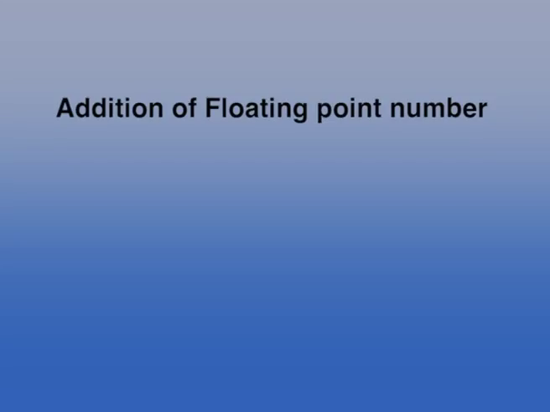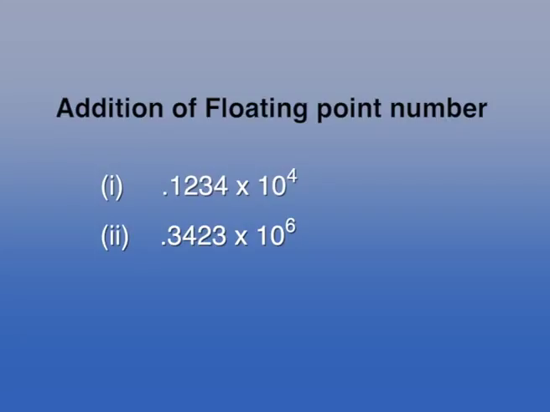In the absence of a coprocessor, the floating point calculations are often performed by a software package that simulates floating point operations. Let us say we wish to add two floating point numbers as given below. One number is 0.1234 × 10^4 and another number is 0.3423 × 10^6. In order to add these two floating point numbers, each can be represented as an integer pair: 1234, 4 and 3423, 6. Both mantissa and exponents are represented as integers.